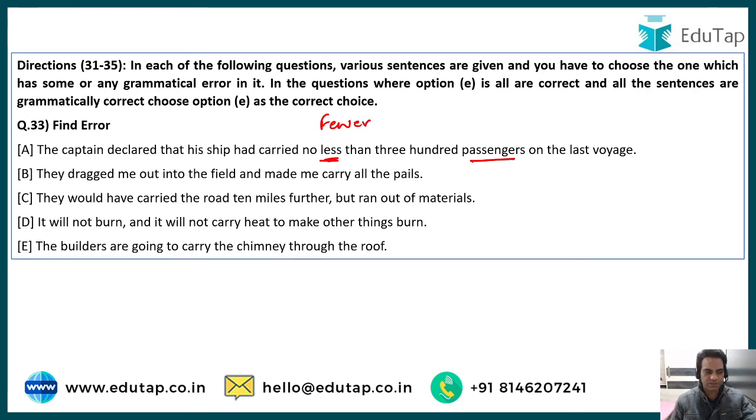Let's read the other options, by the way. They dragged me out into the field and made me carry all the pails. Okay, no error. They would have carried the road 10 miles further, but ran out of materials. All right, no error. It will not burn and it will not carry heat to make the other things burn. No issues. The builders are going to carry the chimney through the roof. So I think for me, the correct answer here is option number A, guys. That is definitely, there is error in this sentence.